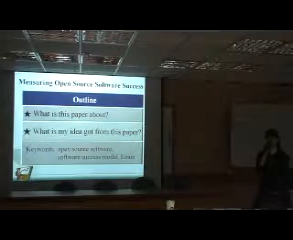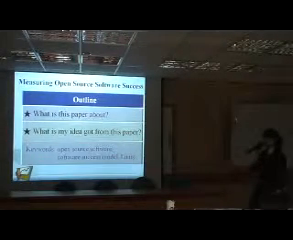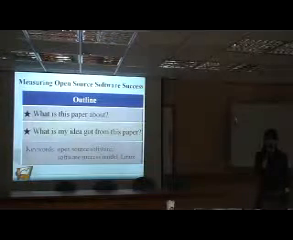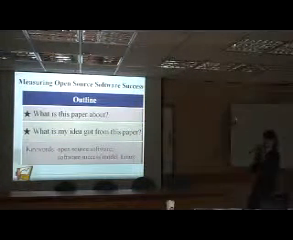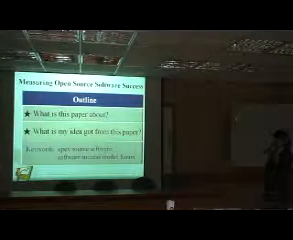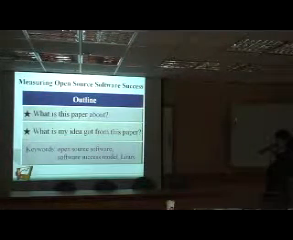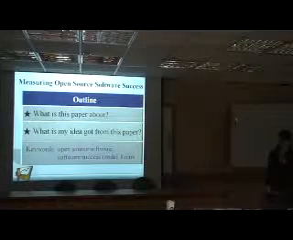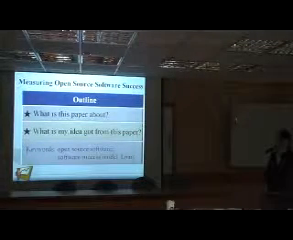The title of this paper is Measuring Open Source Software Success. And this is today's outline. I'll divide it into two parts. The first part is what is the paper about? And the second is what is my idea got from this paper? So we can see the keywords on the slide.